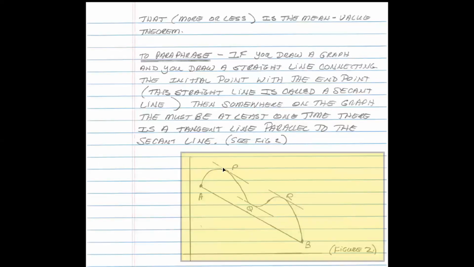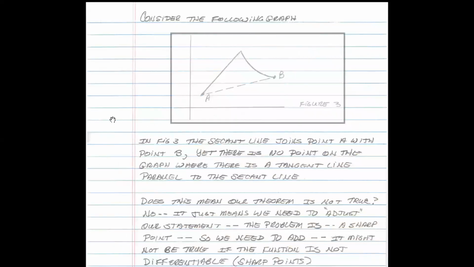In other words, we said back here that if you draw a curve and you connect the endpoints, at least once there is a tangent line that's parallel to the secant line. And have we found a situation where that's not true? And the answer is no. What's wrong with this graph? It has a sharp point here. And remember, something is not differentiable at the sharp point.